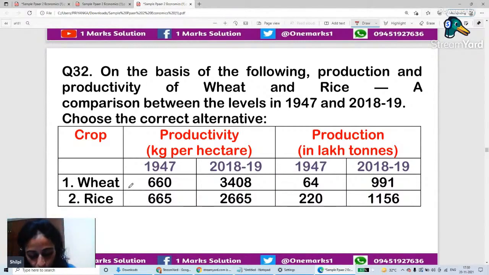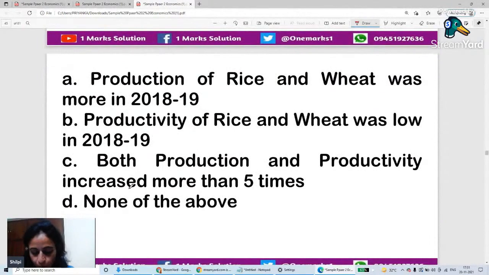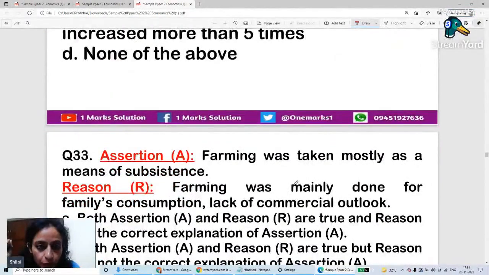Option A says production of rice and wheat was more in 2018-19. Yes, this is very true. So option A is the correct one. If the first statement is true, then we'll not see the other options which are given there. Question number 33, assertion and reason type question.